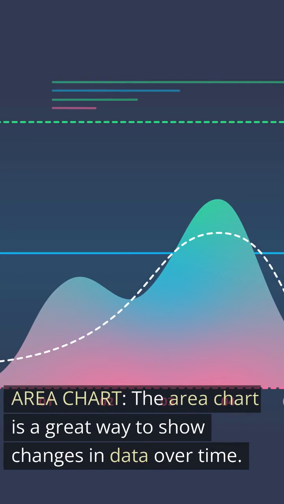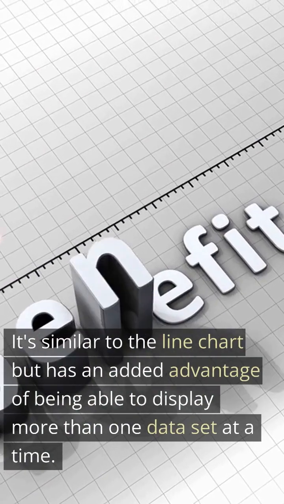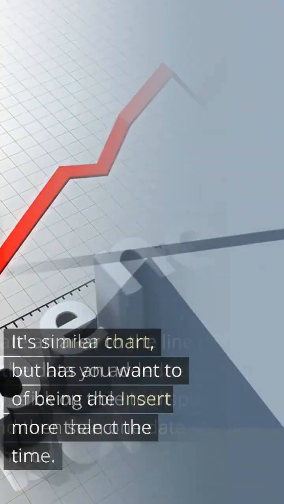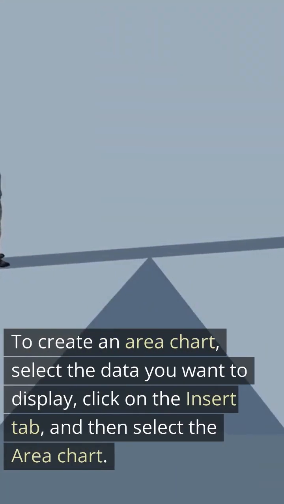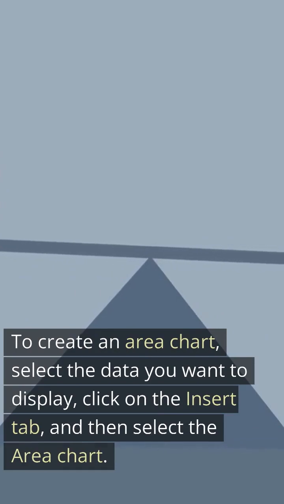Area chart. The area chart is a great way to show changes in data over time. It's similar to the line chart, but has an added advantage of being able to display more than one data set at a time. To create an area chart, select the data you want to display, click on the Insert tab, and then select the area chart.